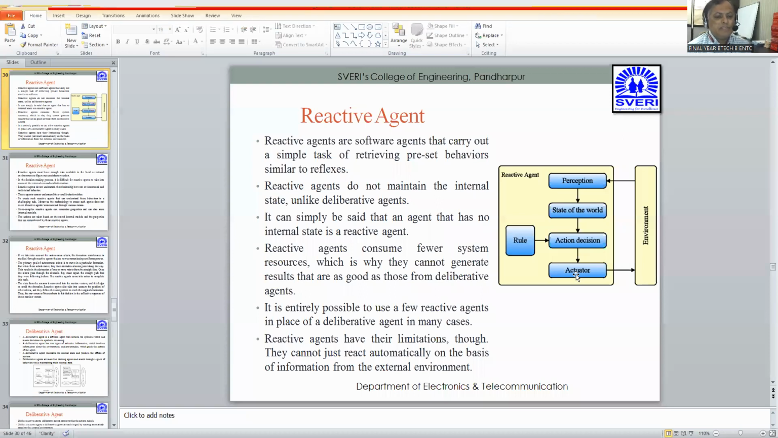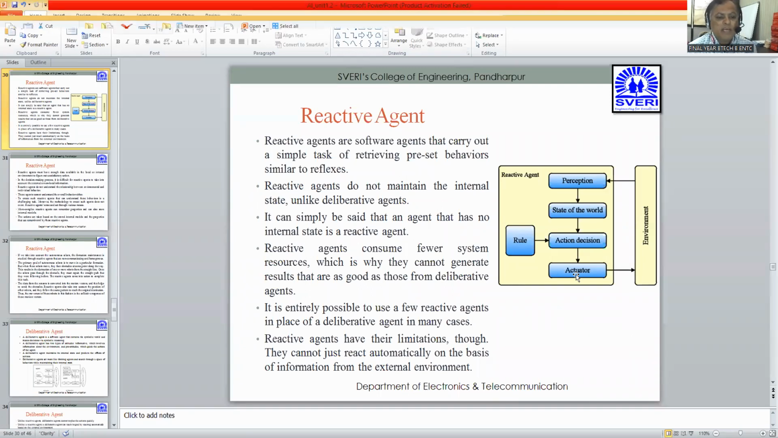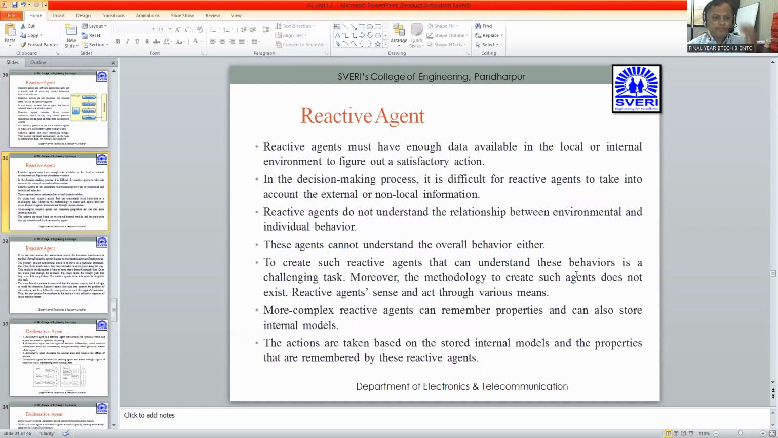Reactive agents have their limitations, though. They just cannot react automatically on the basis of information from the external environment. As they are very simple, they cannot automatically react to the information coming from the external environment. So it has to be processed. Whatever input is taken from the environment through the senses, they cannot react to that information directly. They have to work on it and then they react. So this is what the limitation of reactive agents is about.